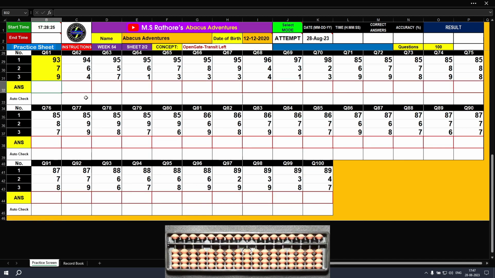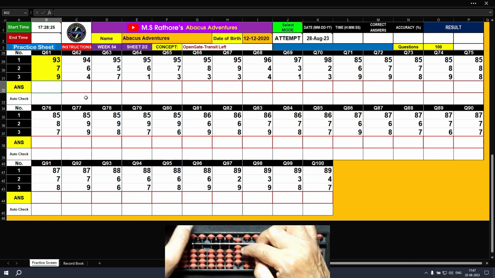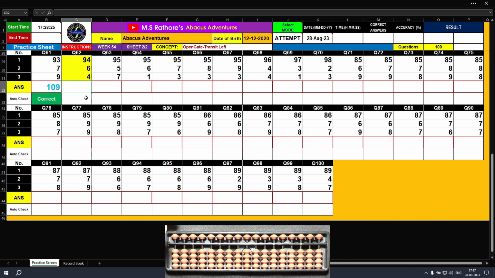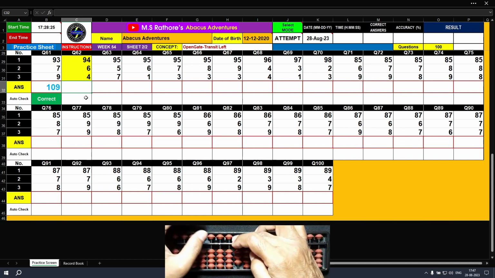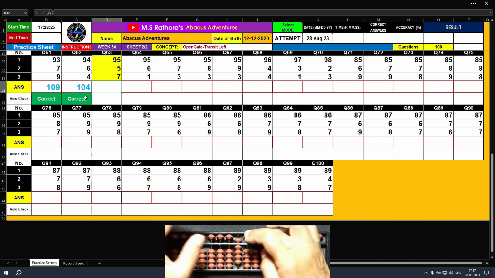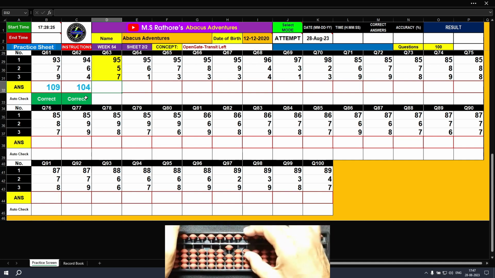Question number 61. Plus 90, plus 3, it's 93. Plus 7 equals minus 3, plus 10, plus 9. And the final result is 109. Question number 62. Plus 90, plus 4, plus 6 equals plus 4. It's 104. Question number 63. Plus 90, plus 5, plus 5 equals plus 7.